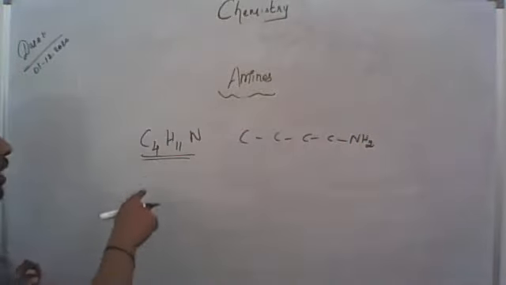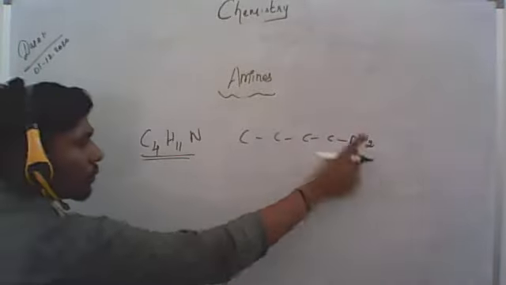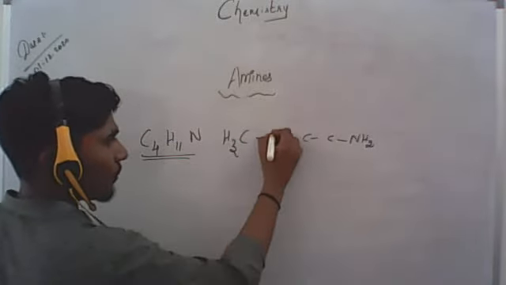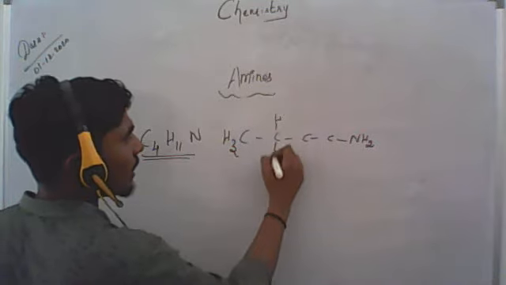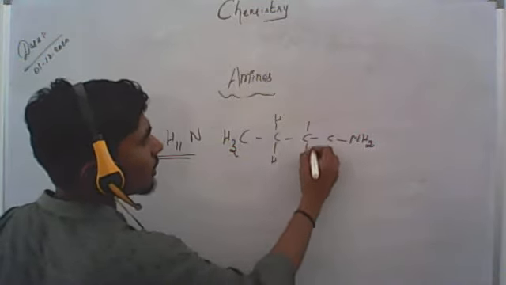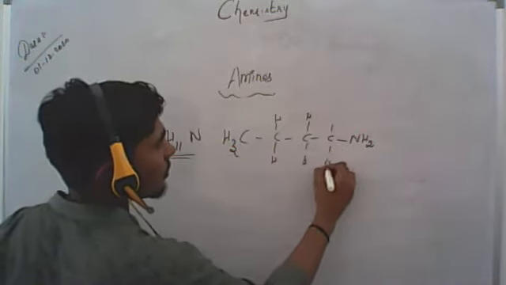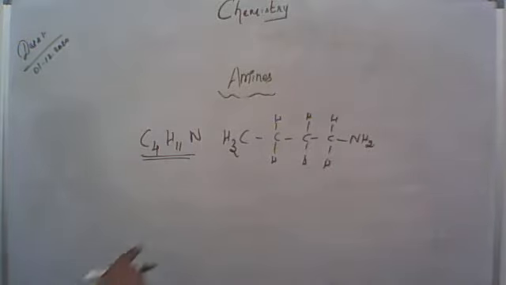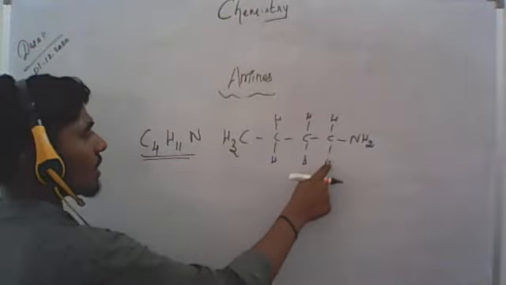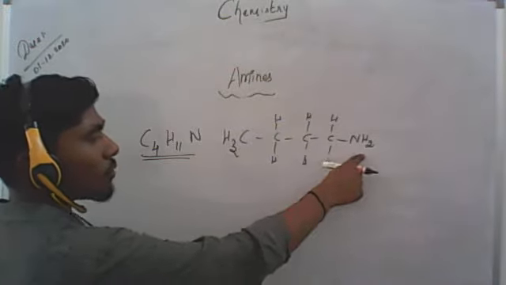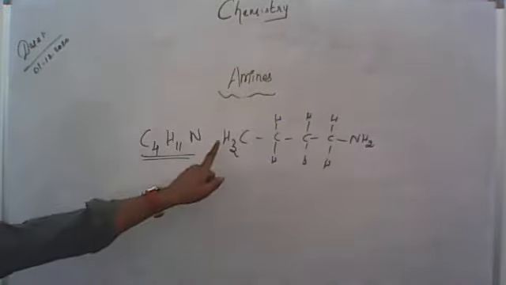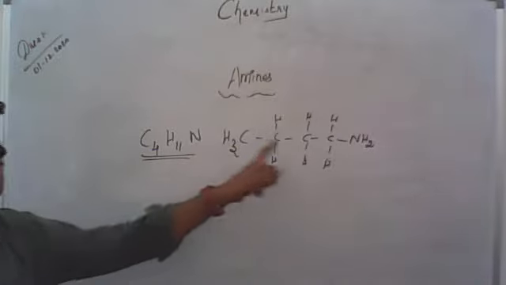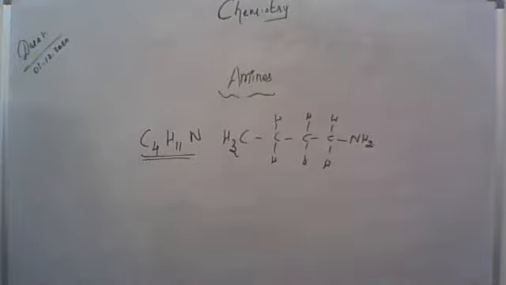Okay, so out of 11, 2 removed, remaining is 9. Okay, so the terminal carbon has CH3. Okay, so the middle CH2, CH2, CH2, and CH. Now count the number of hydrogens here. So 3, 4, 5, 6, 7, 8, 9, 9 plus 2 is 11. Okay, number of carbons 4, H 11, nitrogen is 1.